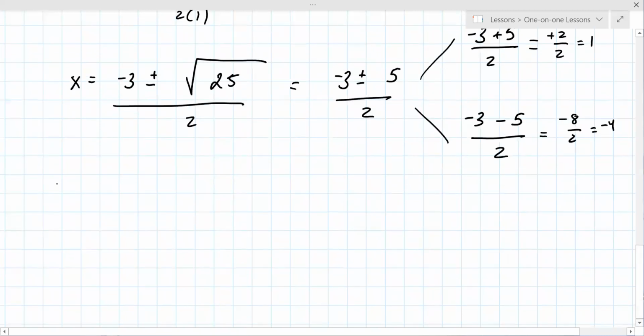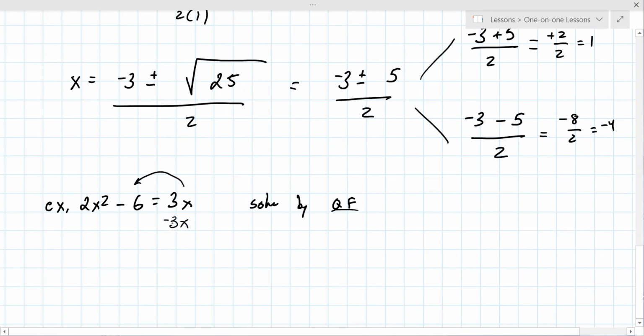So the example here is 2x squared minus 6 equals 3x. Same instruction, it says solve by quadratic formula, QF, quadratic formula, that's my notation. Again, you want to move everything to one side. So we're going to move the 3x to the left. You're subtracting 3x from both sides. That's 2x squared minus 3x minus 6 equals 0.